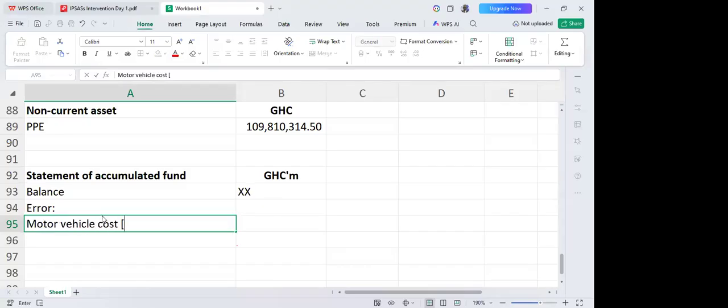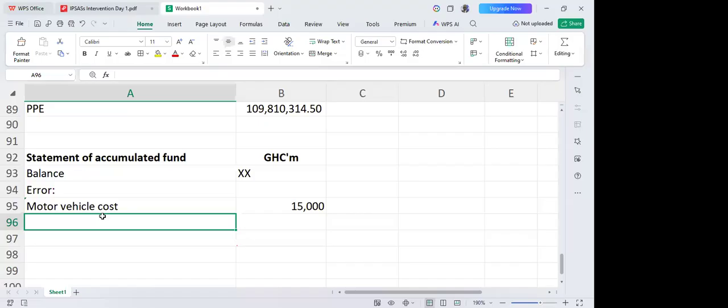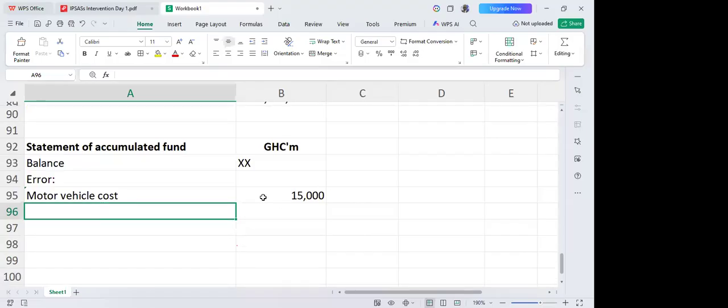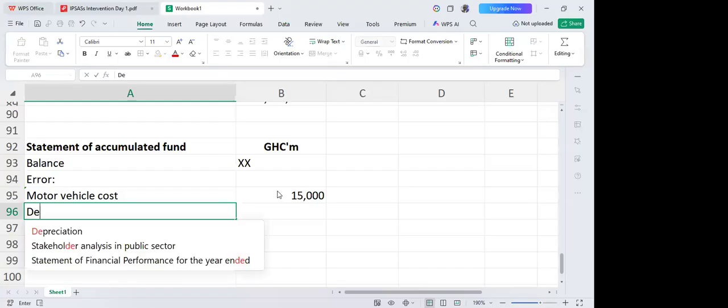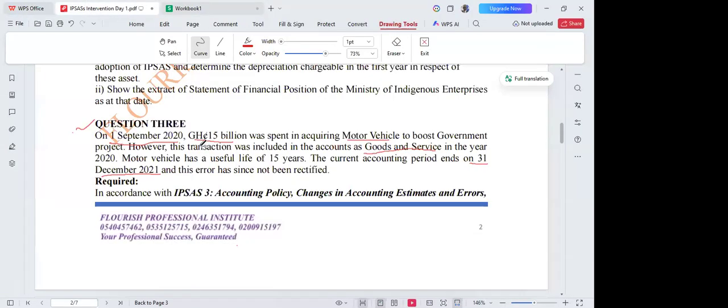So the motor vehicle cost, we need to add back. That was 15 million. So with million on top, that will be 15,000. We need to add back. And don't forget, since we are adding back the whole amount, we need to account for depreciation on it. So we'll bring the 15,000.